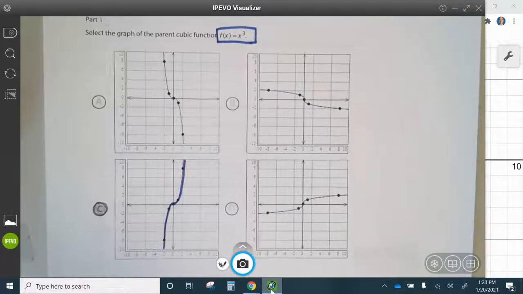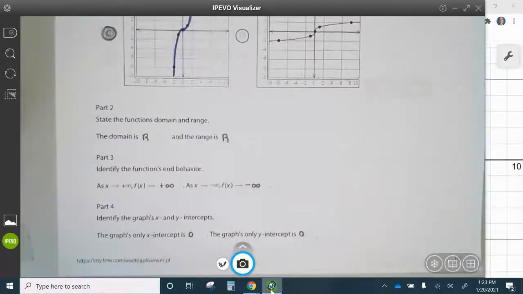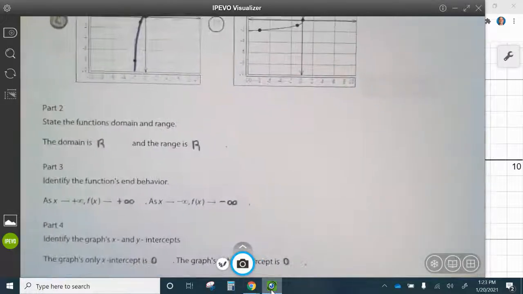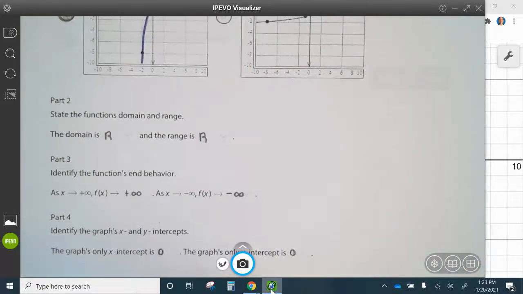Part 2, state the function's domain and range. The domain is R for all real numbers, and the range is R for all real numbers. Part 3, identify the function's end behavior. Let me zoom in here a little bit. As x approaches positive infinity, f of x approaches positive infinity. As x approaches negative infinity, f of x approaches negative infinity.